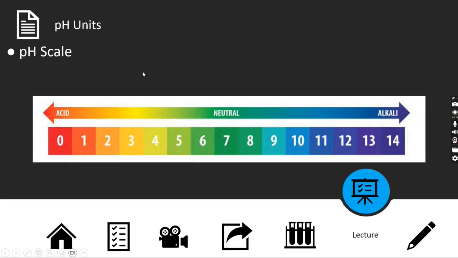Here's our pH scale. Neutral water is about 7. Natural water is slightly acidic. Acidic is less than 7. Basic or alkaline is above 7.